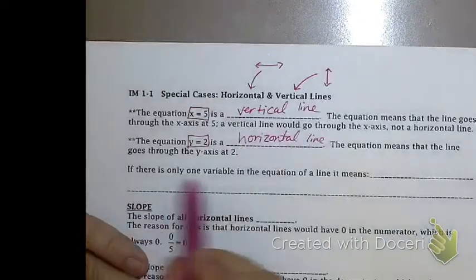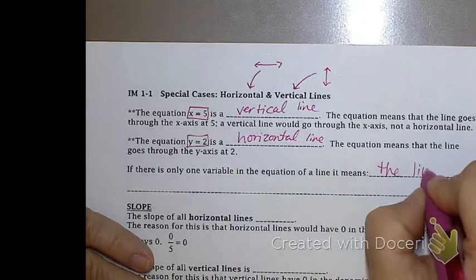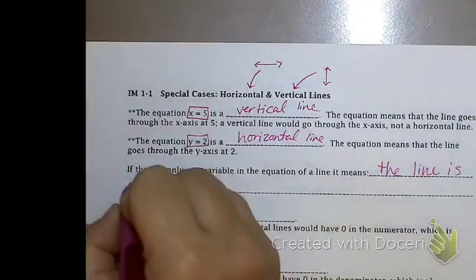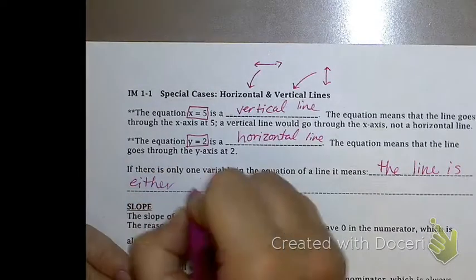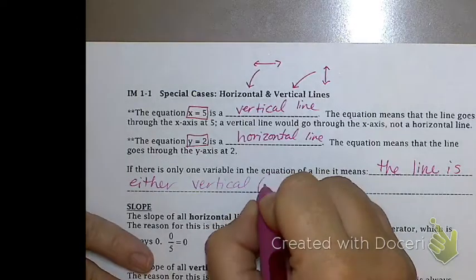If there is only one variable in the equation, it means the line is either vertical, meaning it has an undefined slope.